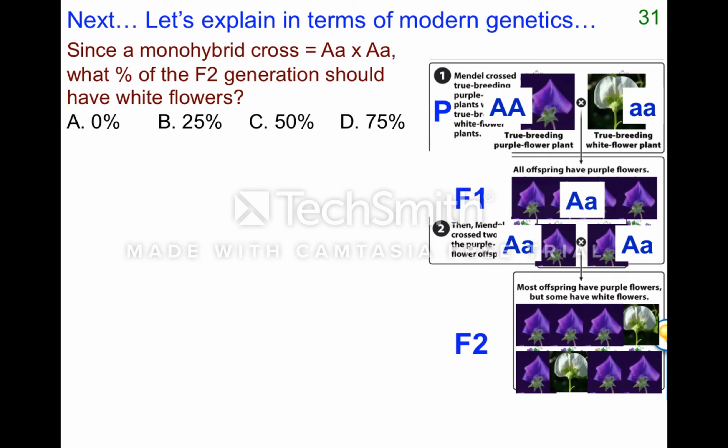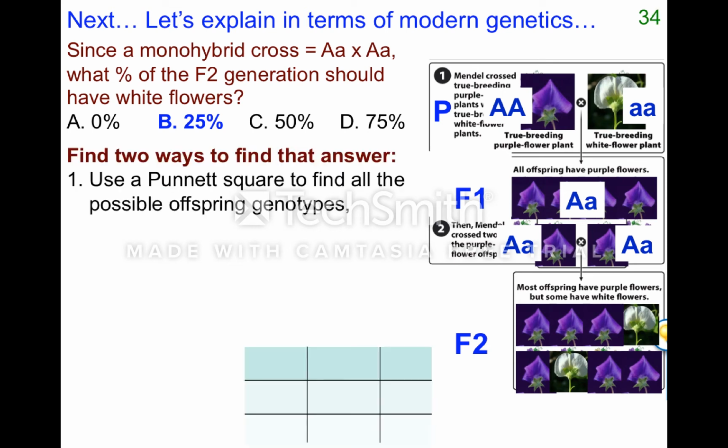So, next question. Pause now. Okay, continuing on. Now looking at the monohybrid cross, we know that it is one hybrid, big A small a, crossed with another hybrid, big A small a. Looking at the percentage of F2 offspring that should have white flowers, the answer is 25%, and there are actually two ways to find that answer. Feel free to use whichever method makes the most sense to you.